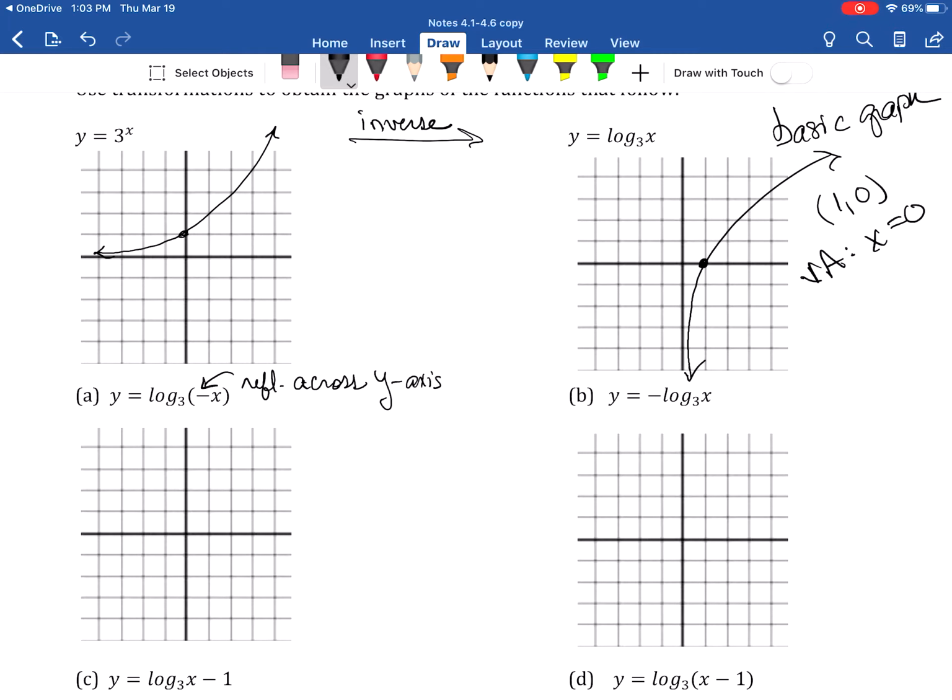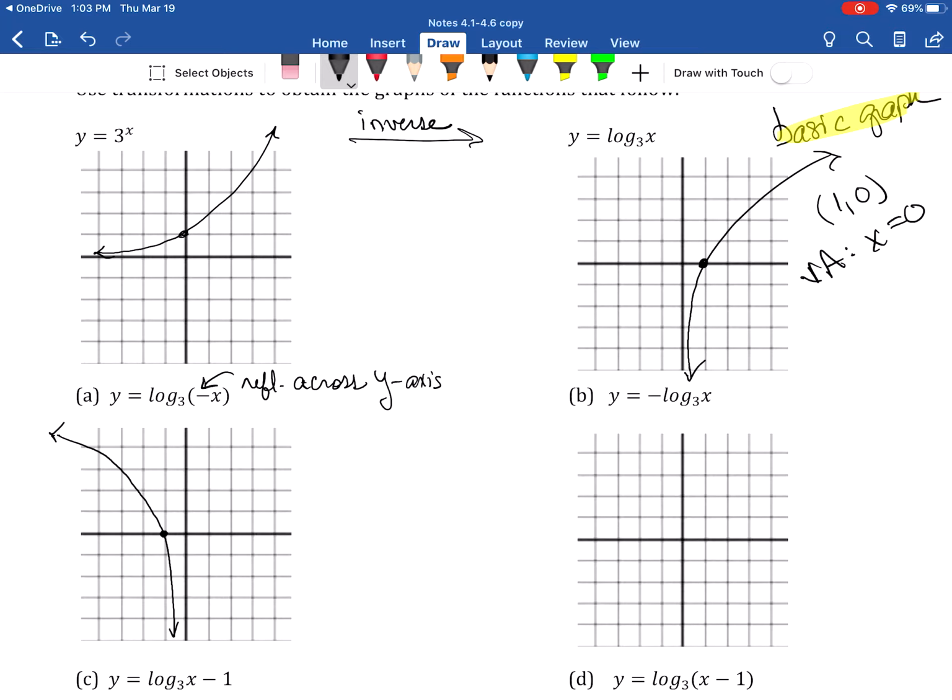So everything that's on the right goes to the left, and everything that would be on the left goes to the right. So if I reflect my basic graph across the y-axis, what's it going to look like? Well, the point (1, 0) goes to the point (-1, 0). The vertical asymptote didn't go anywhere. Everything else needs to be flipped as well. You're going to get this graph.